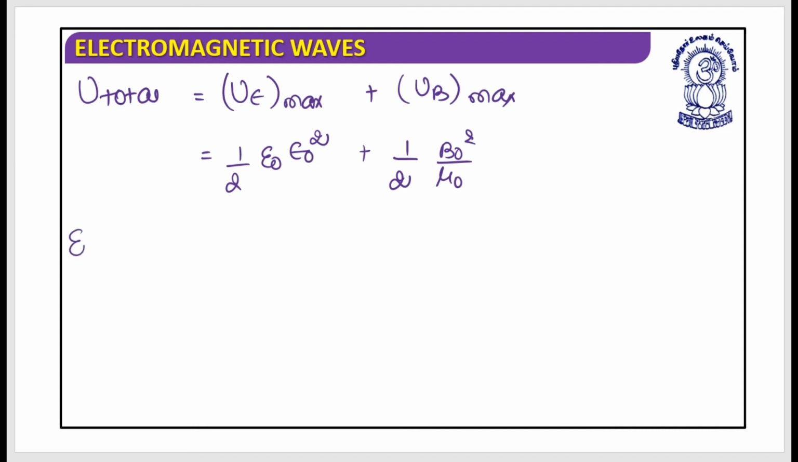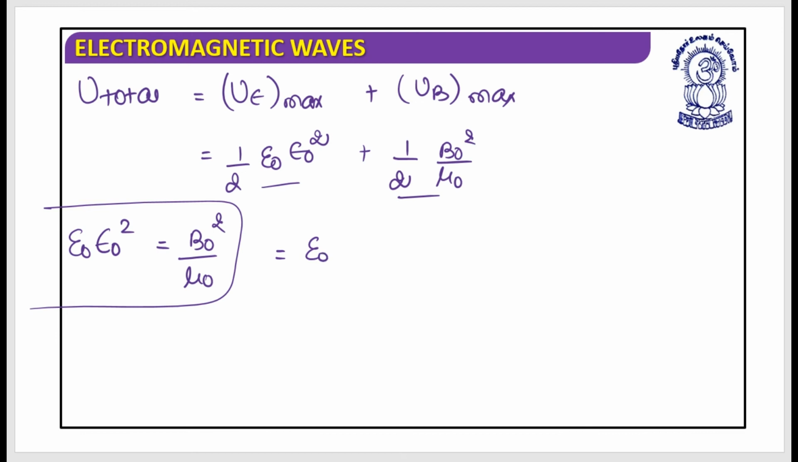But as we have discussed, it has been practically verified that epsilon naught into E naught square is equal to B naught square by mu naught. So this is half plus half, which is equal to 1. So U total is equal to epsilon naught into E naught square, if I want this total energy in the form of the electric field component, or this could be written as B naught square by mu naught if I want this energy in the magnetic field component. This is U total in terms of the instantaneous energy density.